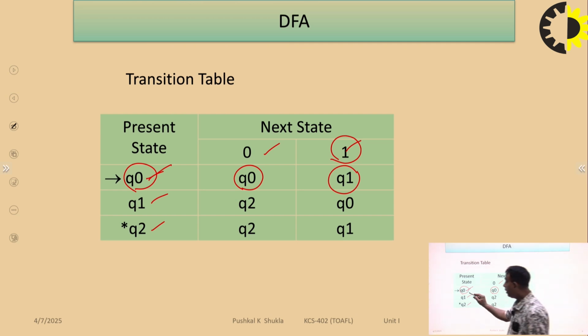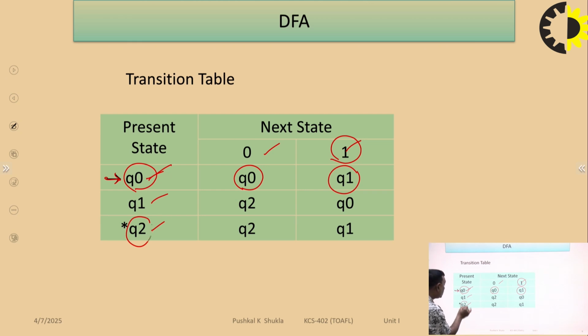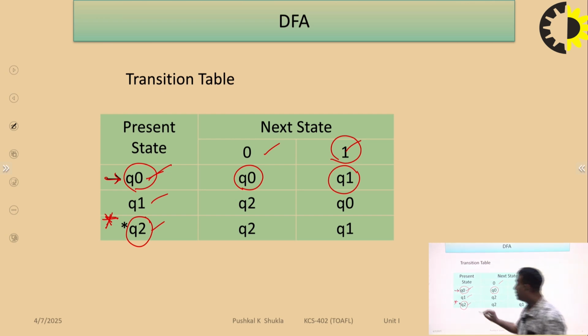Here we write an arrow on the initial state, and the final state is represented by either a double circle or marked with a star. If we mark a star on any state, then it will be treated as a final state. Likewise, if we mark Q2 with a circle, then it will be treated as a final state. Both representations are there.